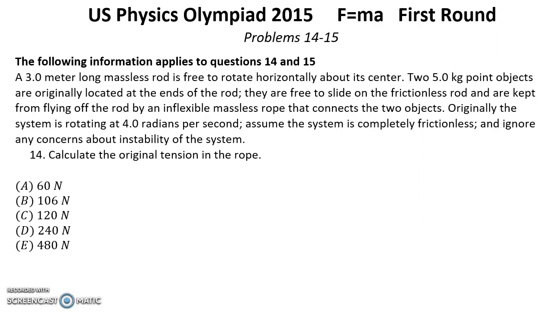Question number 14. Calculate the original tension in the rope. Solution. Tension we can calculate using the formula mass multiplied by centripetal acceleration, which is radius multiplied by omega squared. So this is the answer. Tension equals m r omega squared, which is 120 newtons. That's the answer C.